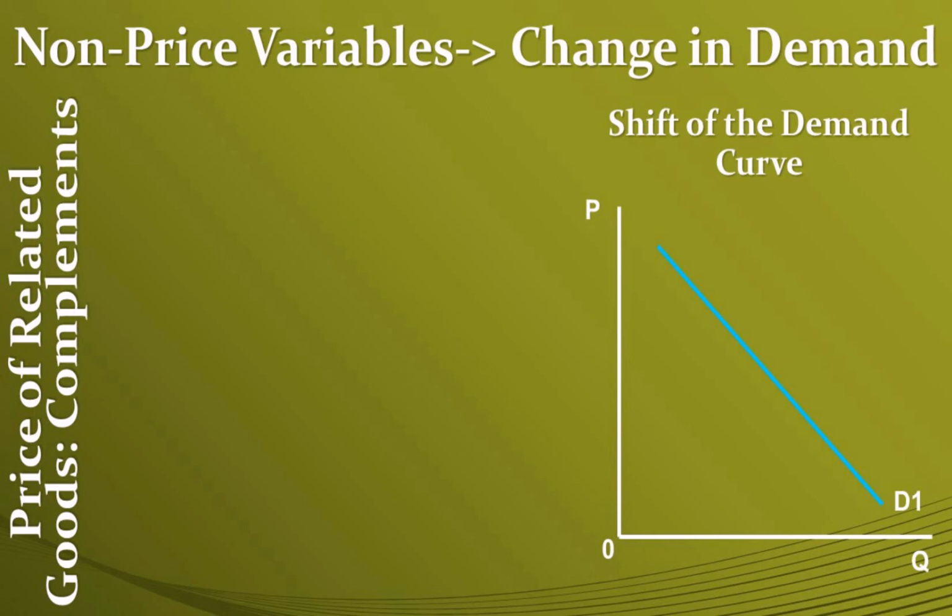Shift of demand because of non-price variables. A change in the price of related goods, in this case complements, can shift the demand curve for our good. Let's take the same examples as the ones we made about the substitutes.